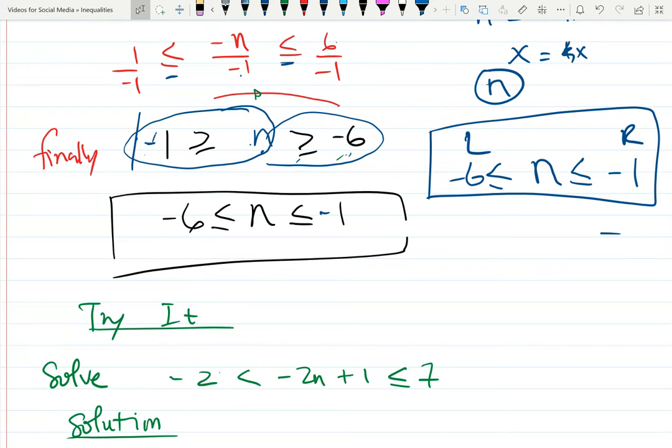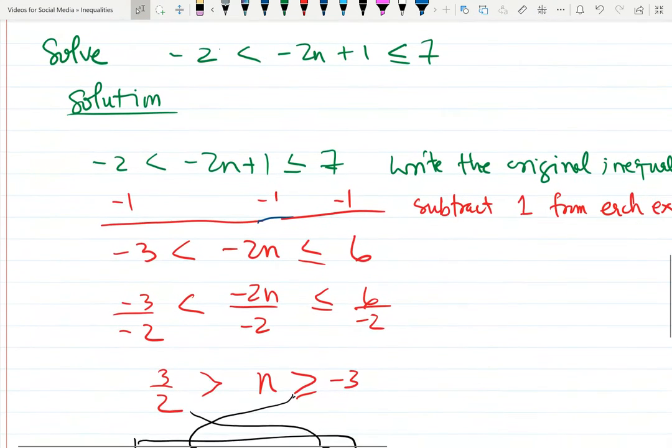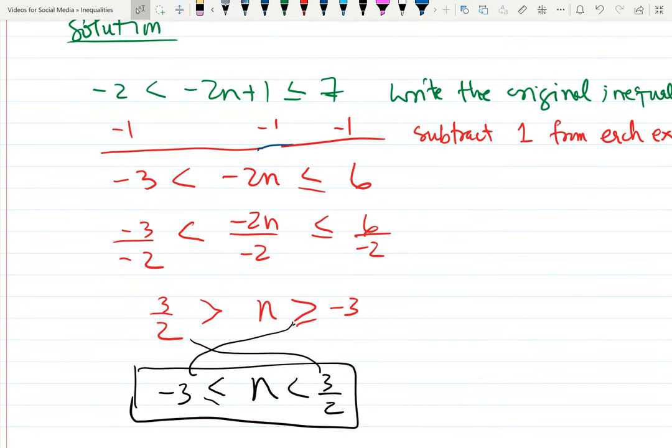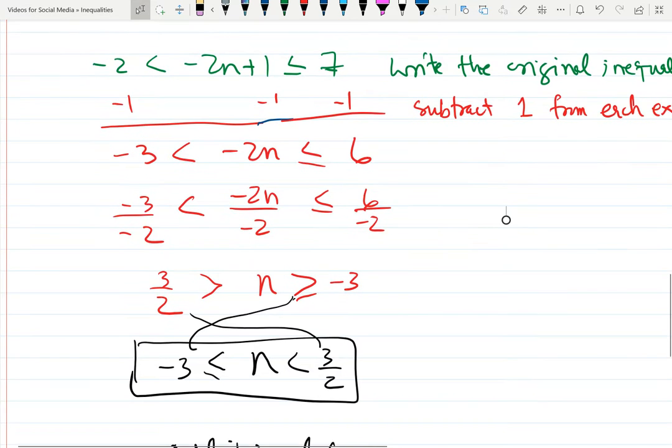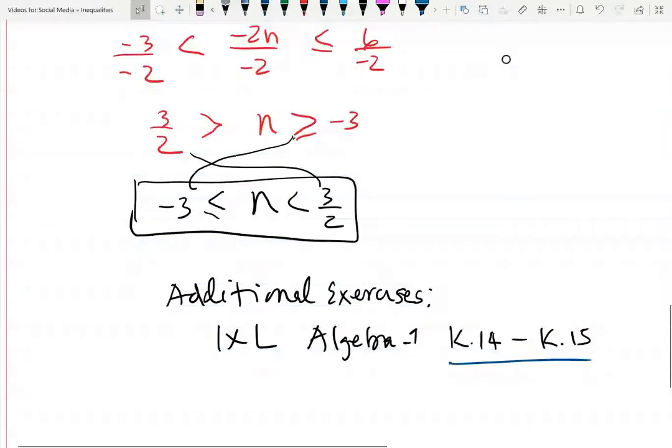Pause the video, review it, try it right here, and then come back and check the solution. This is the solution right there. And that's additional exercises for you.